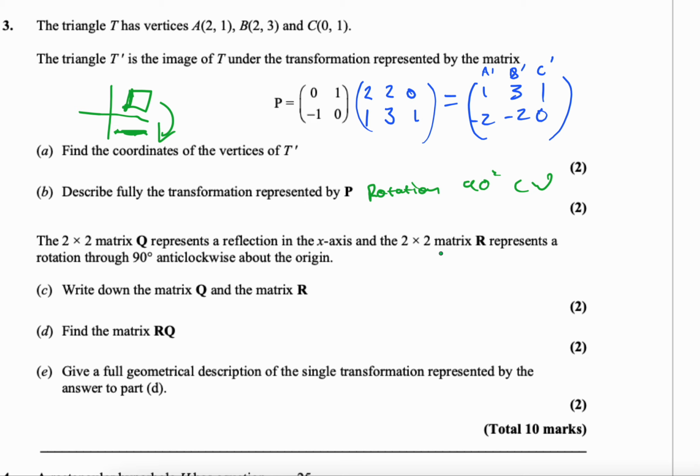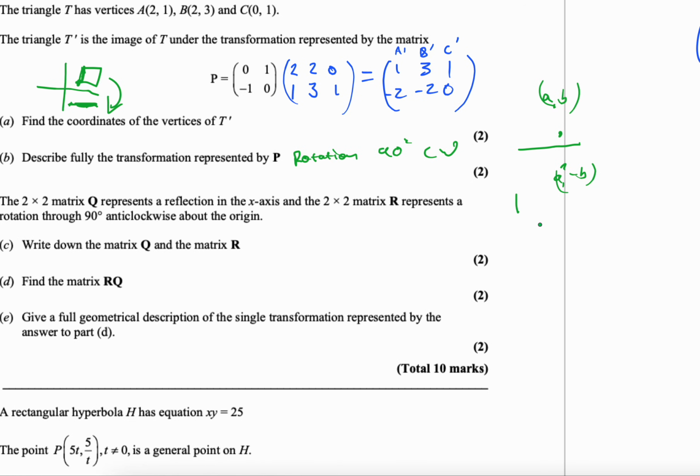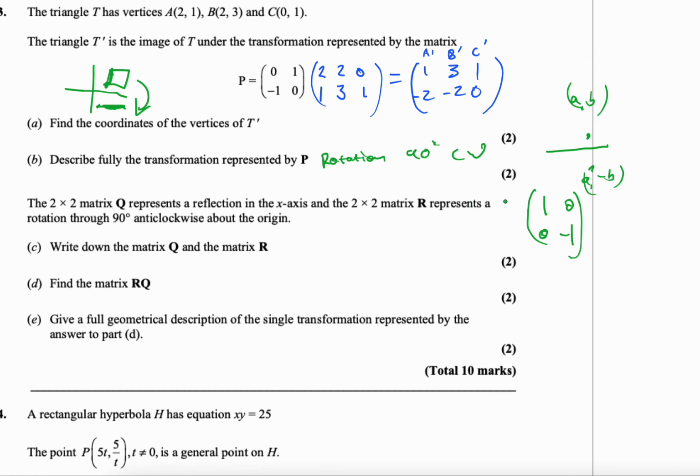Okay, the 2x2 matrix Q represents a reflection in the x-axis. So a reflection in the x-axis would turn (a, b) into (a, minus b). So you can deduce that it is unchanging the x values, but changing the y coordinates, so the matrix is 1, 0, 0, minus 1. Next one, the anticlockwise rotation by 90 degrees. We check our booklet, we see how to rotate it 90 degrees, and we put that in as a matrix.